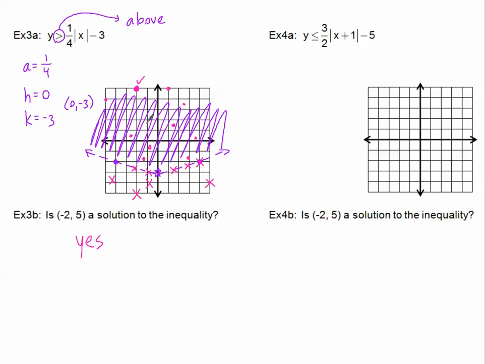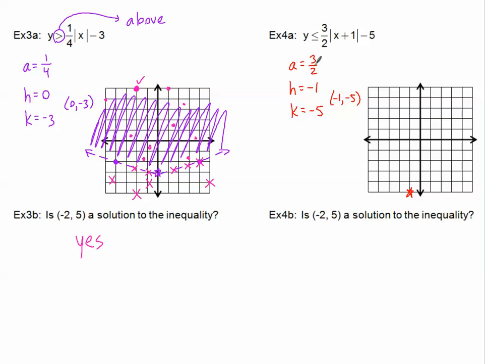And let's graph our last one. I'll do it in red. So we've got a is 3 halves. We've got h, which is negative 1. And we've got k, which is negative 5. So I'm going to go to negative 1, negative 5, and that's where I will start. Negative 1, negative 5 is down here, put a little starting point.